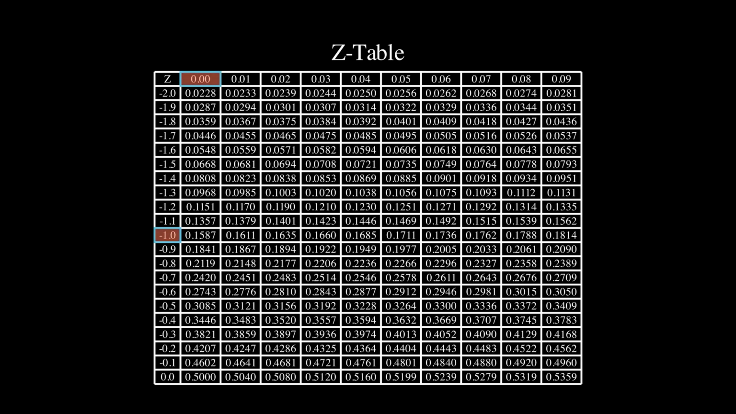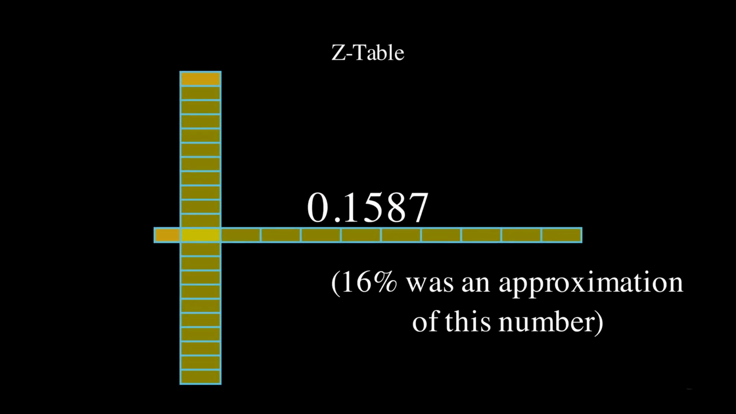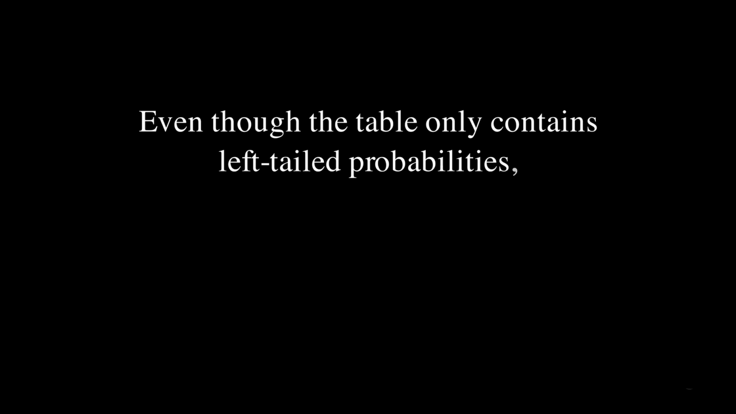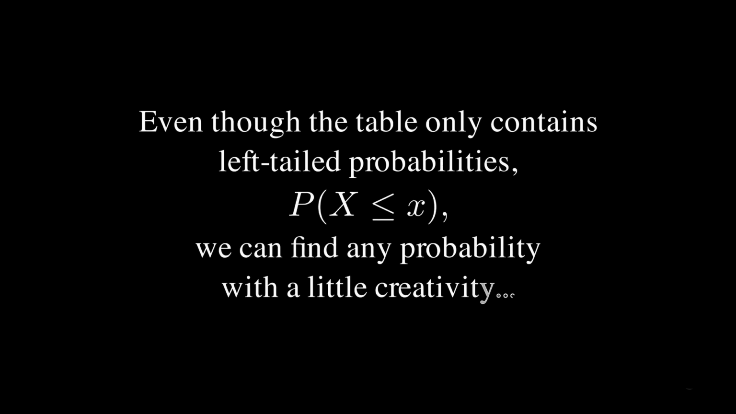And we'll look up -1.0, and we'll look up 0.00 in the column, and we'll see where they meet. And they meet at 0.1587, which is our probability. So 16% was just an approximation of this number. The empirical rule introduces us to a deeper truth that we can see in the z-table. The z-score allows us to find all probabilities related to normal distributions, not only for nice z-scores like 1, 2, or 3. And even though the table only contains left-tailed probabilities, we can find any probability with a little creativity.